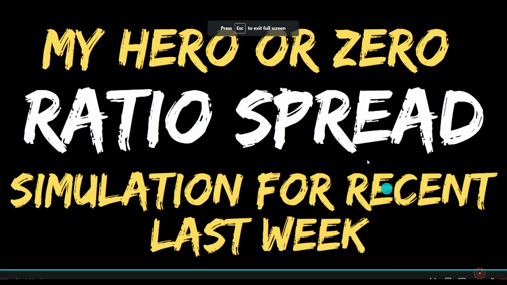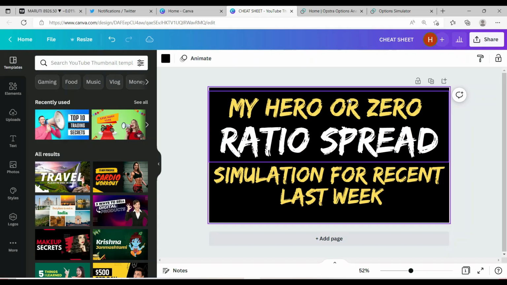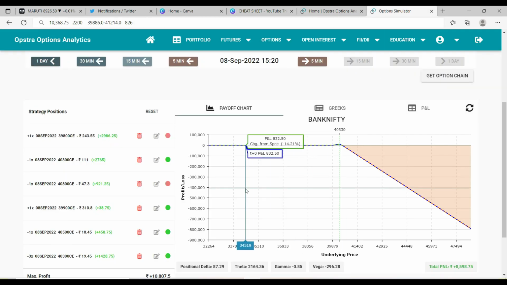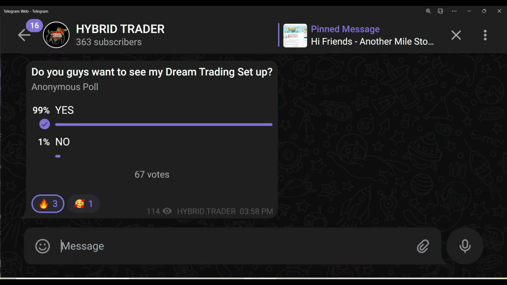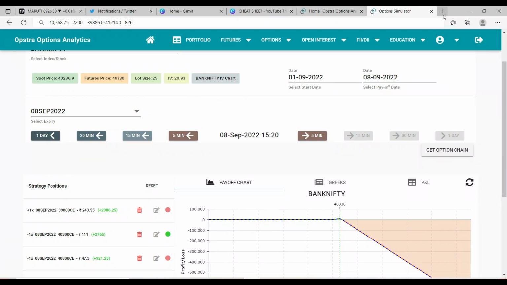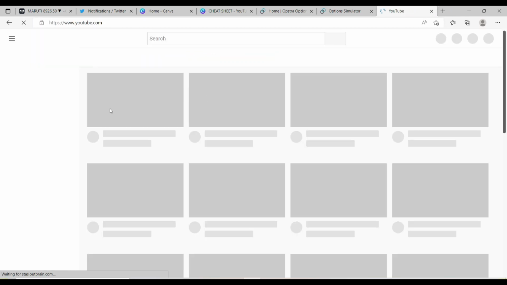This is one of my favorite strategies, my hero or zero ratio spread. I've shown it to you without showing you the graph analysis, and I've taken the latest week rather than taking any other week. If possible, I'll make a video taking the same week by doing an iron fly. I'll take the same expiry and do the debit spread butterfly. I've also made a video on that, right? If you remember, I told you guys to do the homework.